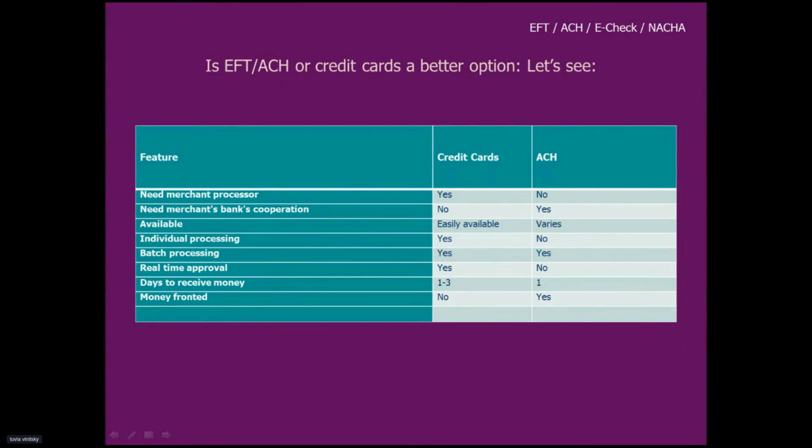That's the main reason to accept ACH payments. You get the money right away. However, that means the bank is fronting you the money, and therefore an additional approval process is required. It's very easy to get a credit card merchant account. There are salesmen pounding down your door trying to get you to sign up for their credit card services. ACH, you have to be approved because they're fronting you the money. So if you want the money right away, ACH is the way to go.